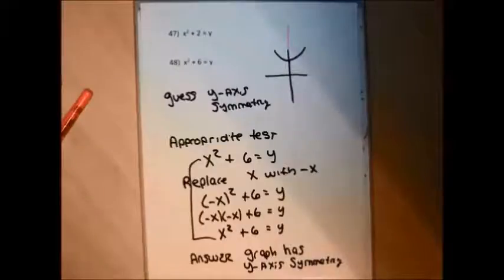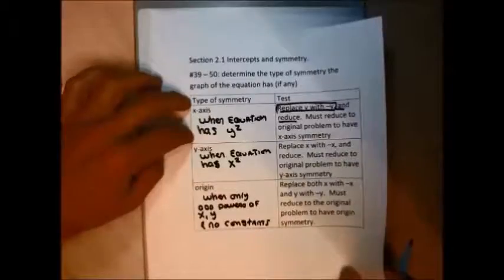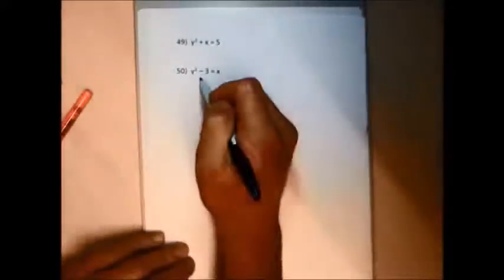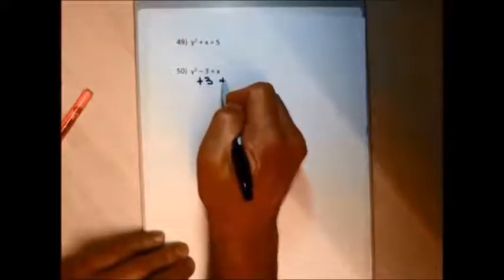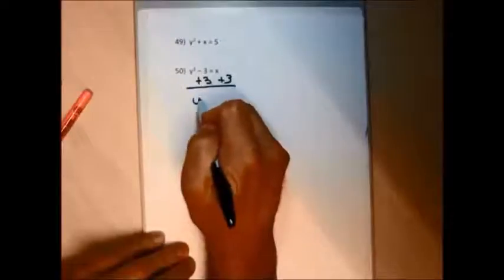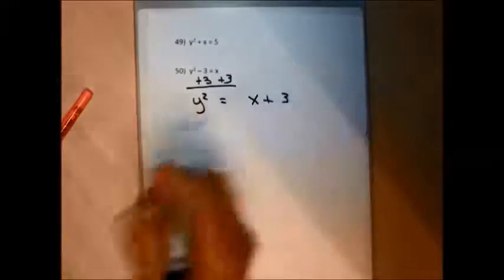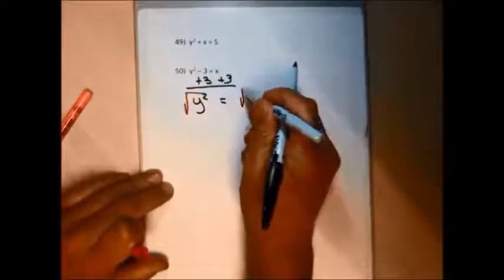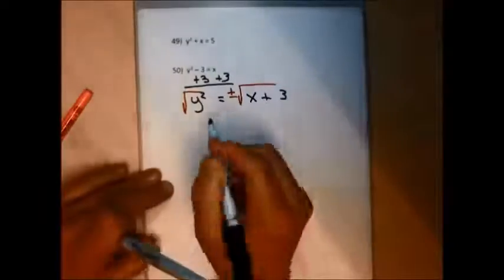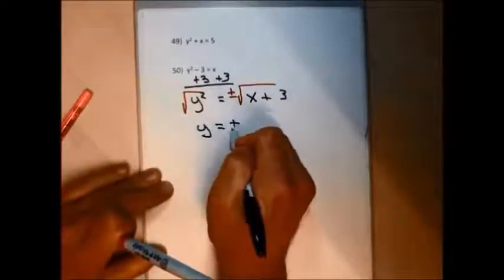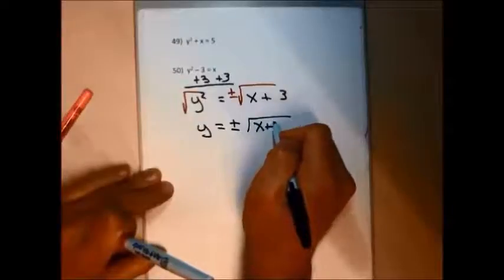Video's got a hiccup in 3 minutes, so I'm going to try to get this last problem done in 3 minutes. When I look at problem 50, I see a y squared. When I see a y squared, I think there's x-axis symmetry. I'm going to graph this, but in order to graph this, I need to solve it for y. To solve this for y, I'm going to add 3 to both sides and get y squared equals x plus 3. And then I'm going to take plus or minus the square root and get y equals plus or minus the square root of x plus 3.